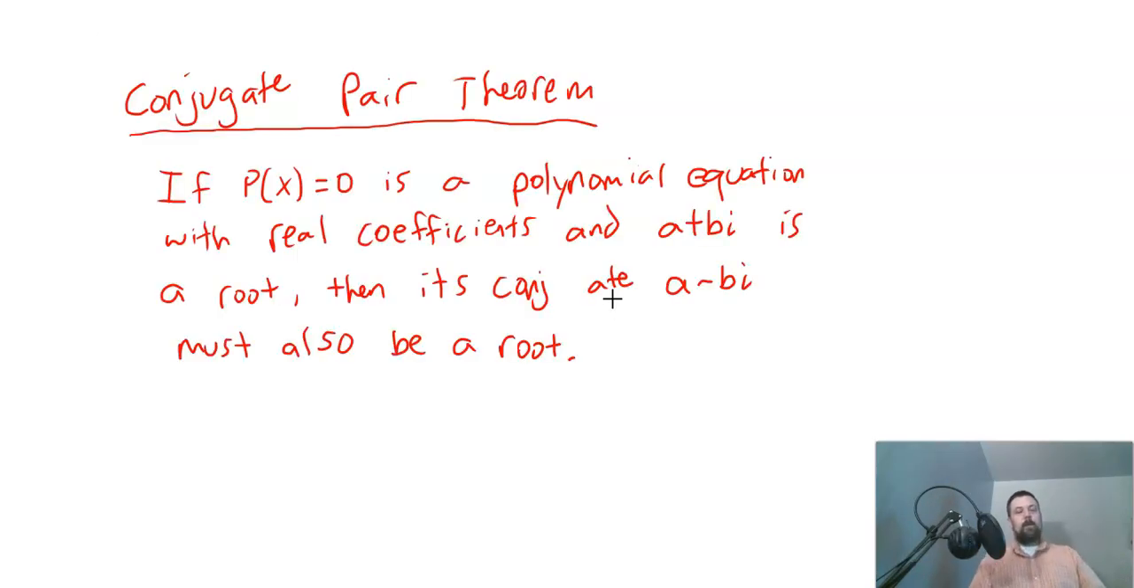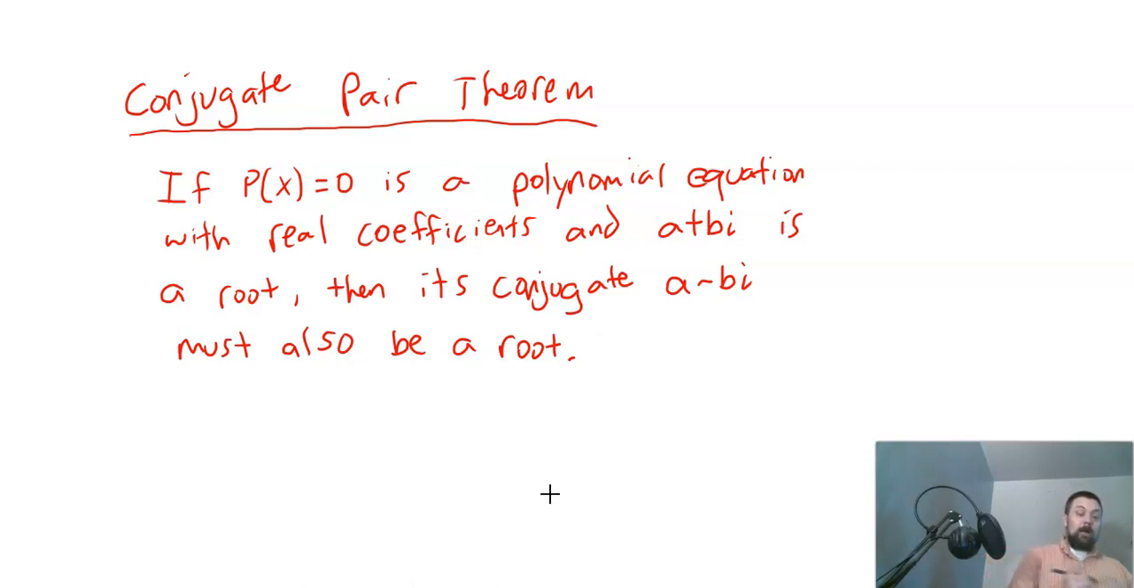Okay, so this is called the conjugate pair theorem. If p of x equals 0 is a polynomial equation with real coefficients, and a plus bi is a root of that polynomial equation, then its conjugate, a minus bi, must also be a root.